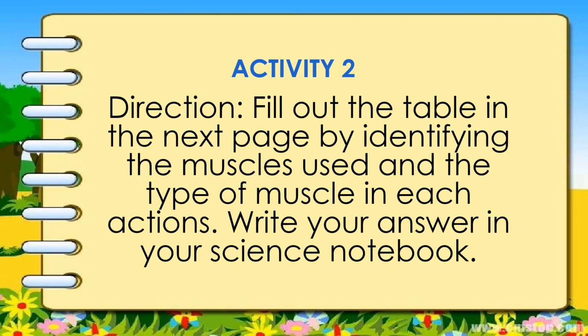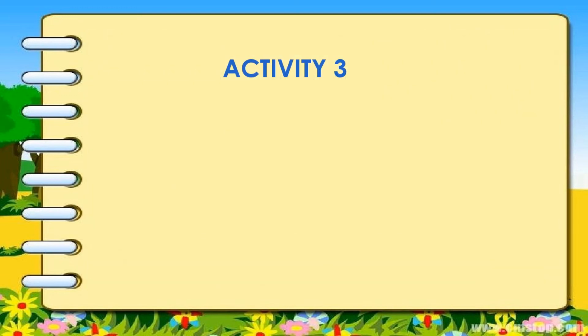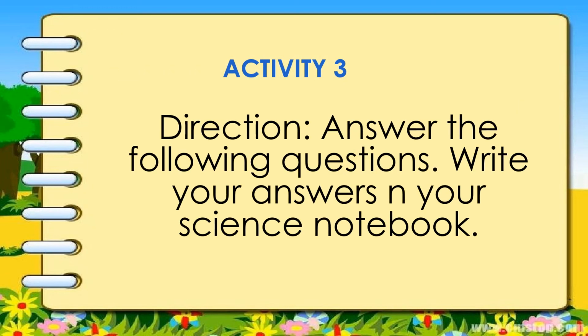In Activity 2, fill out the table in the next page by identifying the muscles used and the type of muscle in each action. Write your answer in your science notebook. Activity 3. Answer the following questions. Write your answers in your science notebook.